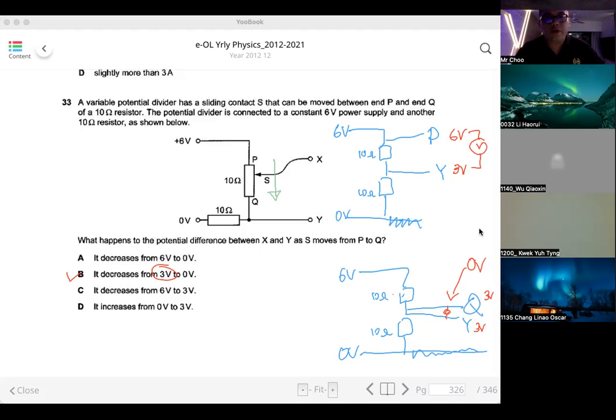Okay, so sorry, at first I saw it wrongly. The Y is at the middle, not at the bottom. So the X actually moved from the top all the way down. So at first it's on top, you get a 6 volt reading. So the difference between these 2 points is 3 volt. Then when you move down, your Y will give the reading of 3 volt. So the difference between these 2 points is now 0 volt. So the potential difference changed from 3 to 0.